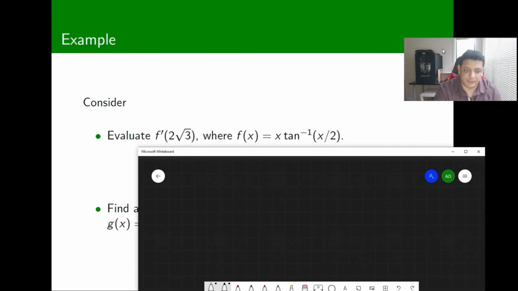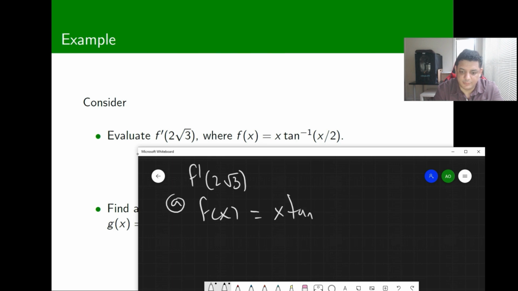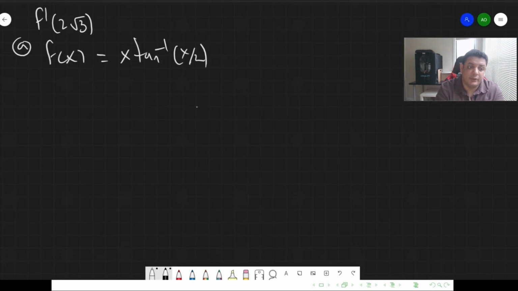So first thing, we want f prime of 2 squared of 3, where f of x is x tangent to the minus 1 of x over 2. And so notice that we have a product rule here. We take the derivative of f, we have the derivative of x, and the derivative of tangent. So we need to solve that.